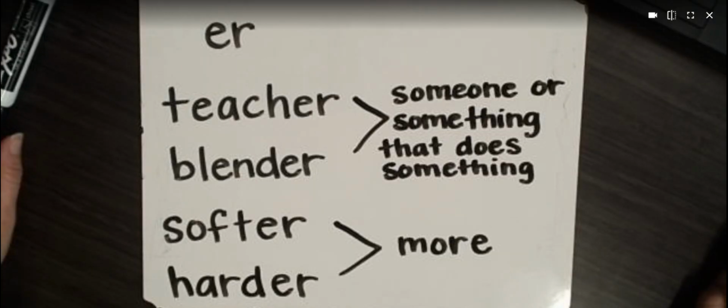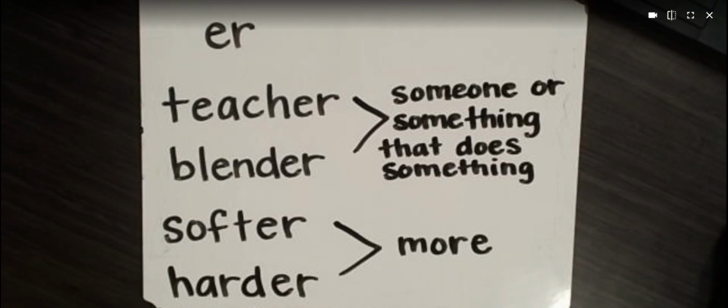Hi there, we are going to jump right into phonics, and today we are talking about some suffixes. So a suffix is a letter or a group of letters added to the end of a word that change the meaning a little bit. So we're going to look at three suffixes today, and the first one is ER, and I'm going to show you my board and we're going to talk about it.